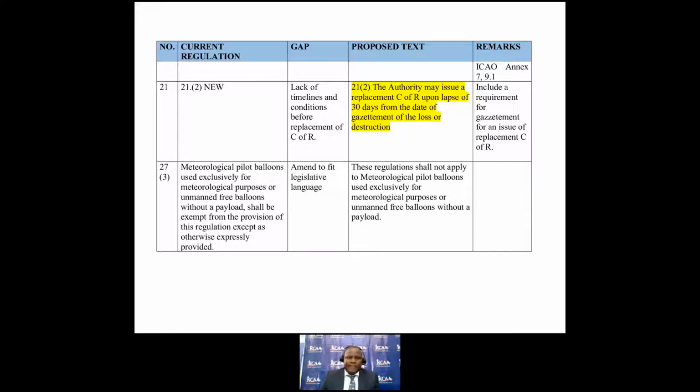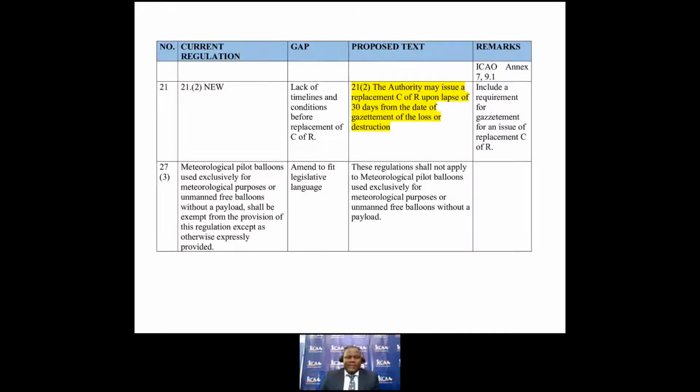Regulation 27.3 is amended to fit legislative language, and it was reading, meteorological pilot balloons used exclusively for meteorological purposes or unmanned free balloons without a payload shall be exempt from the provisions of these regulations except as otherwise expressly provided. It is amended to read, these regulations shall not apply to meteorological pilot balloons used exclusively for meteorological purposes or unmanned free balloons without a payload. And those are the amendments that have been proposed to the Civil Aviation Aircraft Nationality and Registration Marks.